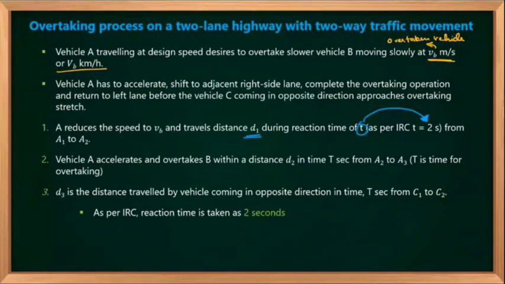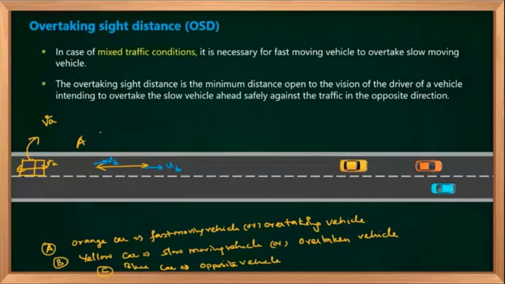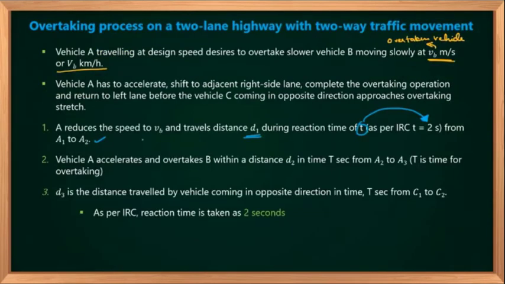Next, from A1 to A2, that is, this position to this position. This is A1 and this is A2. The next figure will clearly mention everything. Next, vehicle A accelerates and overtakes B within a distance D2 in time capital T seconds from A2 to A3. Time T is the time for overtaking.